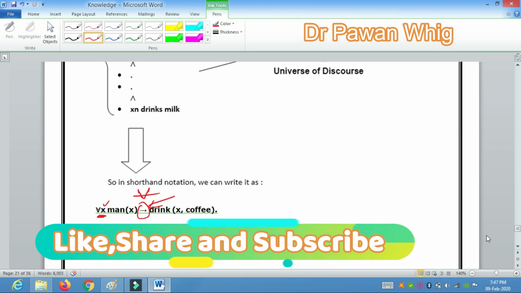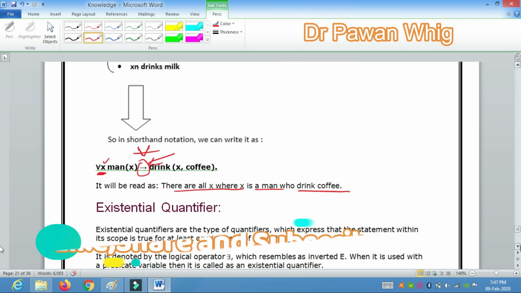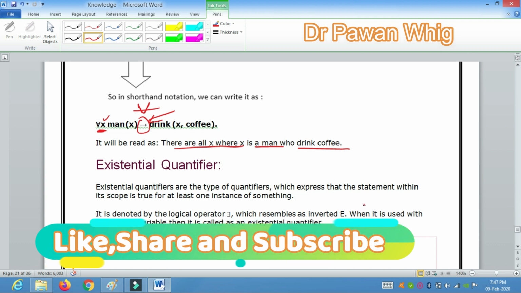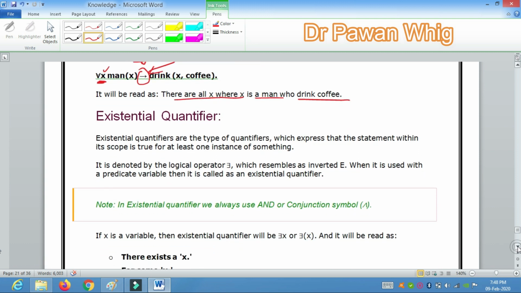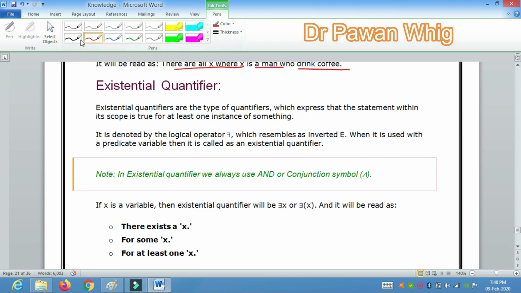Now come to the existential quantifier. The existential quantifier we represent as "for some", and a very important thing is that for the existential quantifier you have to use this symbol. If you use this, then it is a universal quantifier. If you use this symbol, then it is an existential quantifier. So here again we'll take an example.